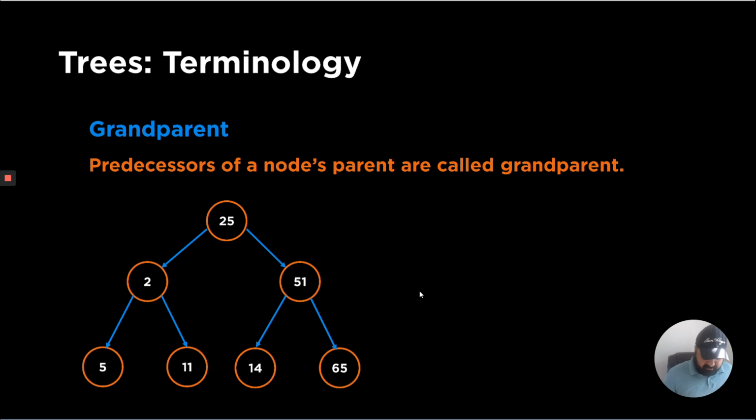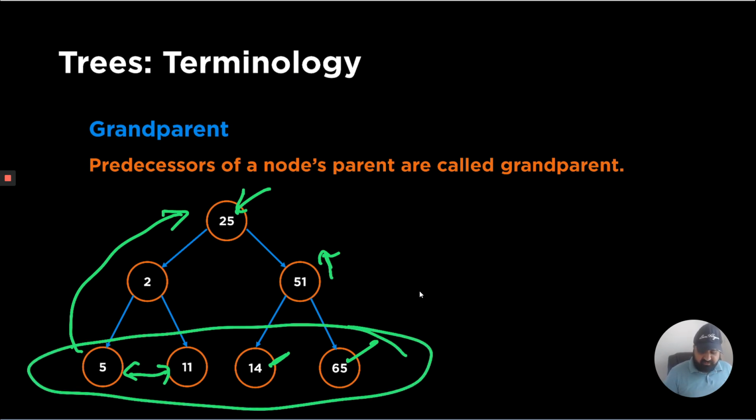Grandparent: the predecessor of a node's parent is called a grandparent. In this case, 65 and 14 will have their grandparent as 25, because it's the parent of a parent. Similarly, 5 and 11 will also have the common grandparent 25. Another terminology that's frequently used is the grandchild: 25 will have all these four grandchildren.